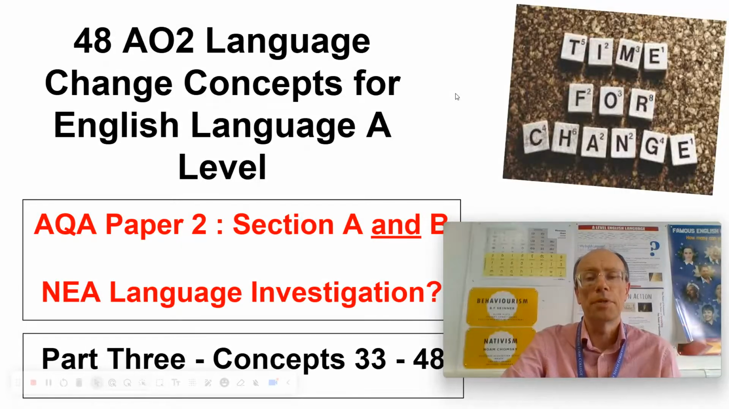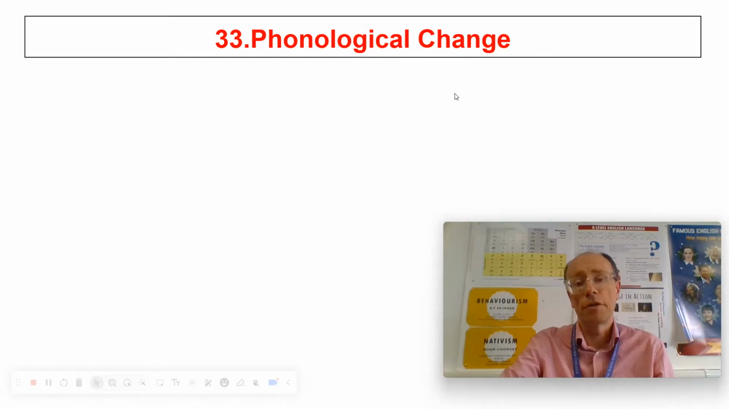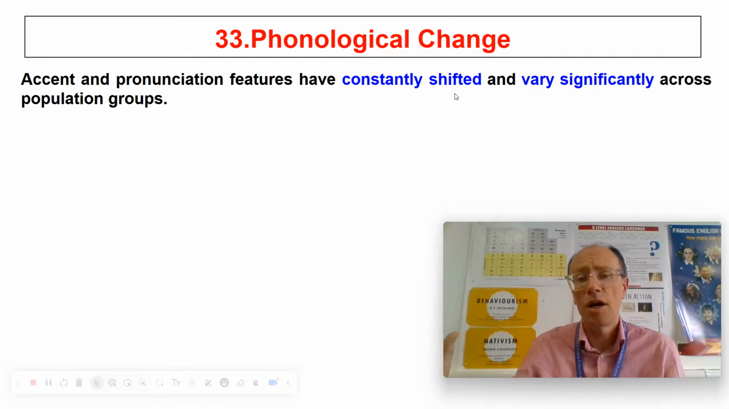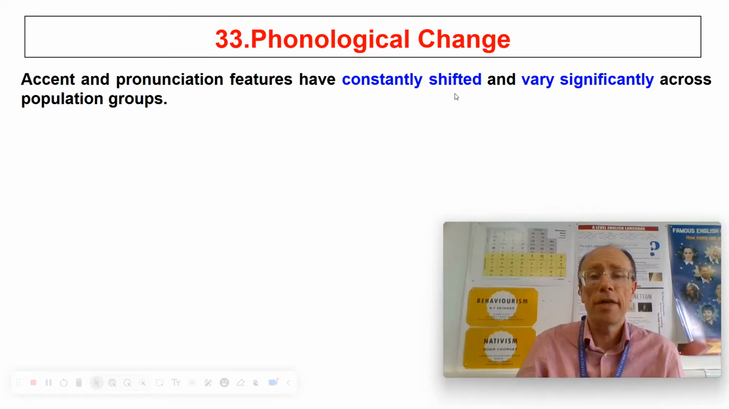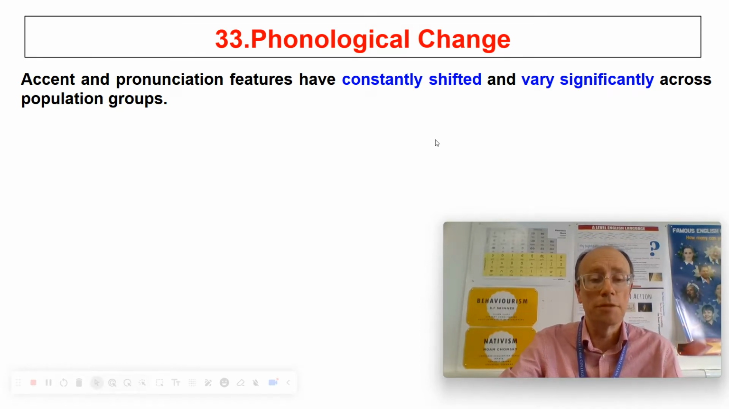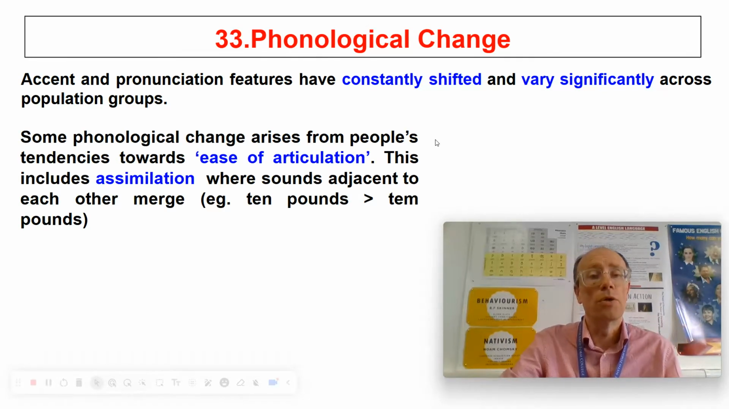Let's climb aboard and let's learn our last chunk of AO2 concepts that's really going to get you well prepped for the exam. Now, language change concept 33 is about phonological change. We are going to put the fun into phonology. Look, accent and pronunciation have shifted radically over decades and centuries, and they continue to shift and vary significantly across population groups. So if you're looking for both synchronic variation and diachronic variation, phonology is the place to look.